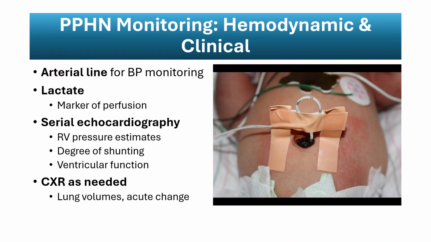It estimates right ventricular pressures and identifies the direction and magnitude of shunting across the ductus arteriosus or foramen ovale. Ventricular function is evaluated, with global dysfunction suggesting perinatal depression or myocardial compromise secondary to hypoxemia. Serial echocardiograms also guide titration of pulmonary vasodilators, inotropes, and fluid therapy. Chest imaging, including serial radiographs, may be used to track lung volumes, alveolar recruitment, and acute changes such as air leaks or evolving infiltrates.